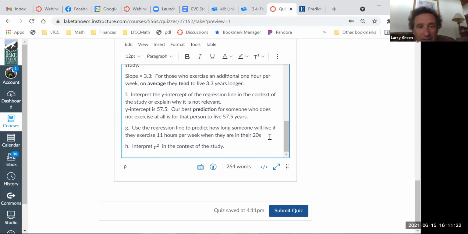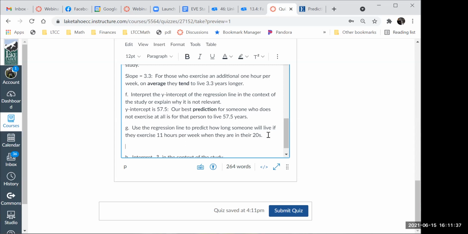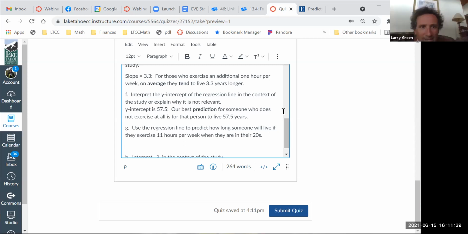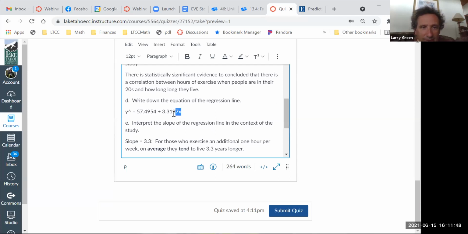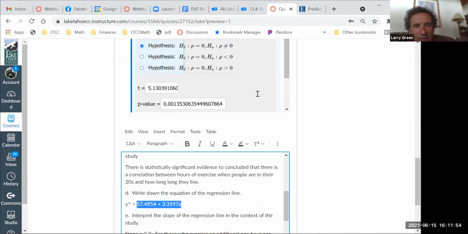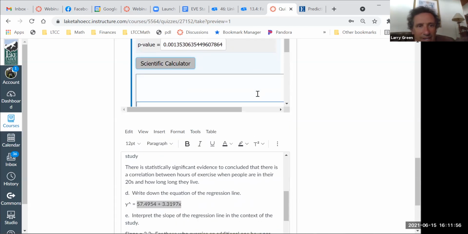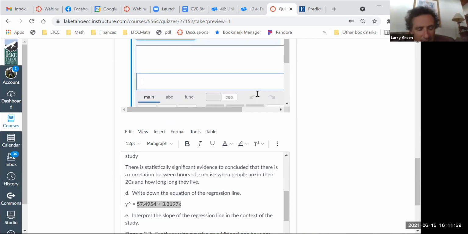Okay, next. Use the regression line to predict how long someone will live if they exercise 11 hours per week when they're in their 20s. What do we have to do? It's really easy if you know what to do. Plug 11 in for x in the regression equation. I think the easiest way of doing that is pop this guy in. I'm going to copy it, and then I'm going to scroll up, hit scientific calculator, go over here, and then change the x to a times 11.